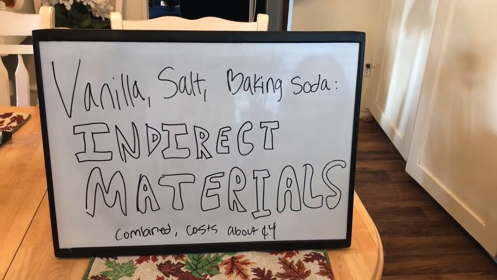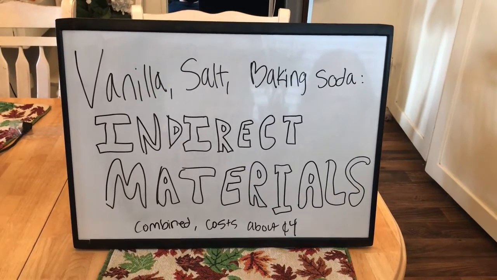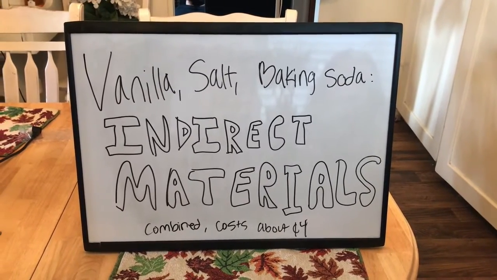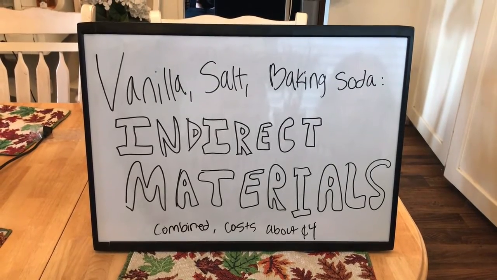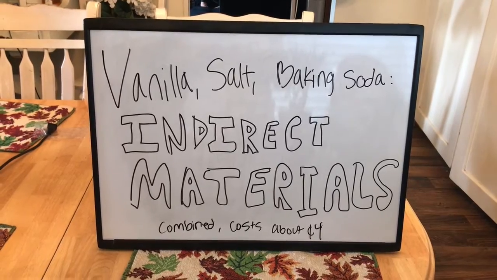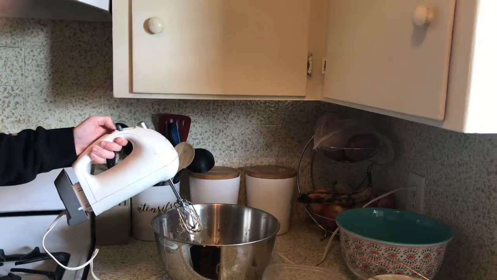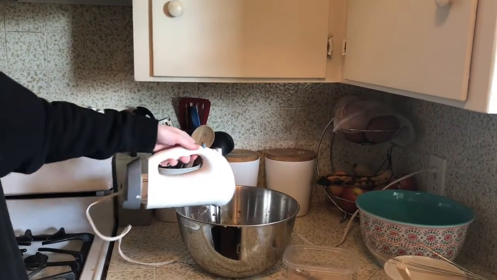Vanilla, baking soda, and salt are indirect materials. The amounts of these ingredients are so small that it can be difficult to trace them back to the cookies. They add very little to the cost of making the batch. The cost of the vanilla, salt, and baking soda combined was roughly 4 cents. Next, we whisk the dry ingredients into the wet ingredients.